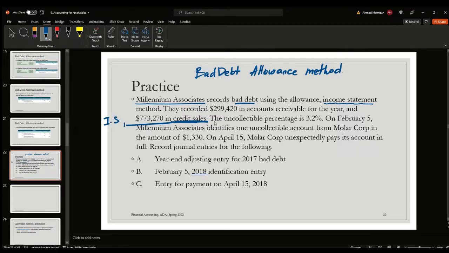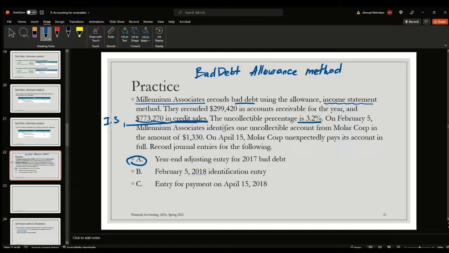And the credit sales amount is $773,270. And we know that amount. And the company assumes that about 3.2% of this amount, of the credit sales amount, will not be collected. So let's look at the first one, A.